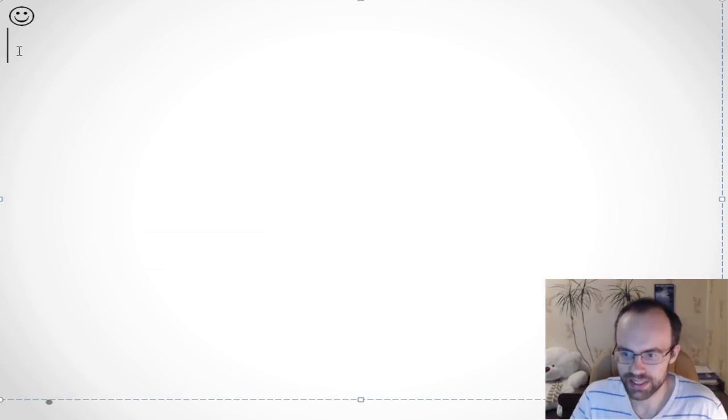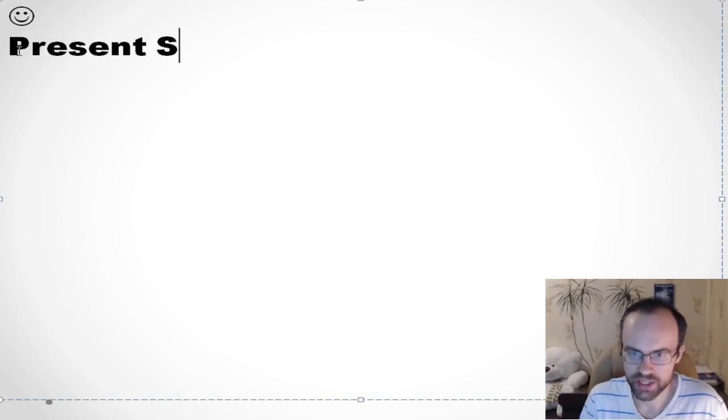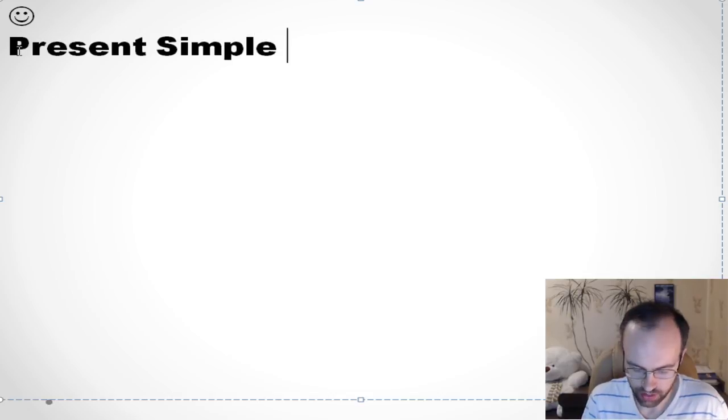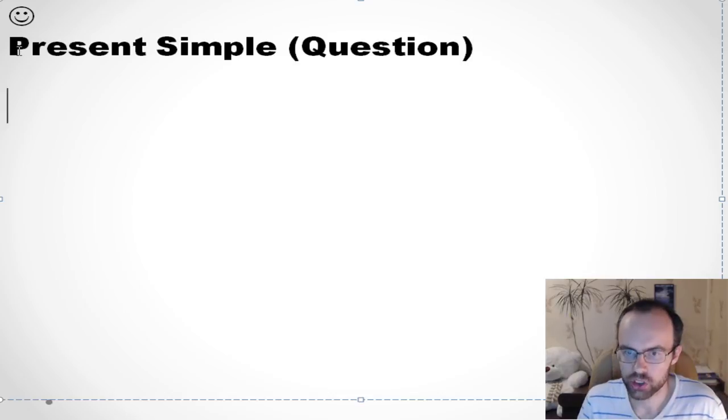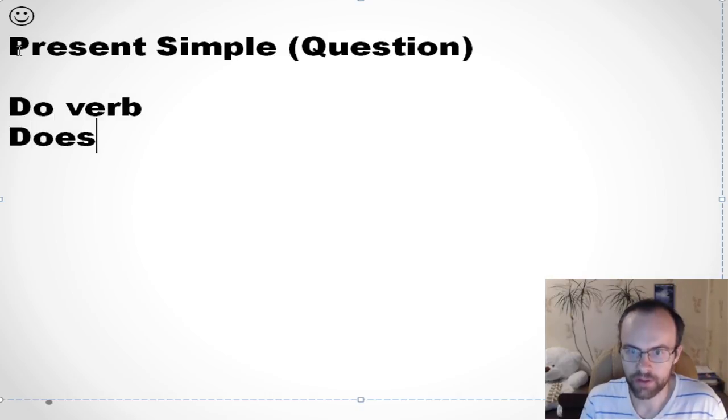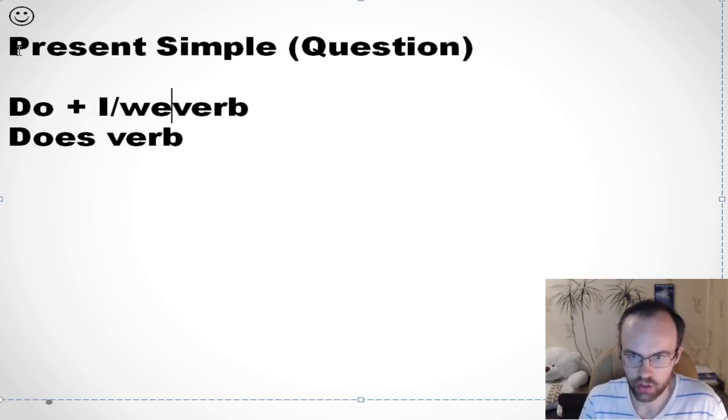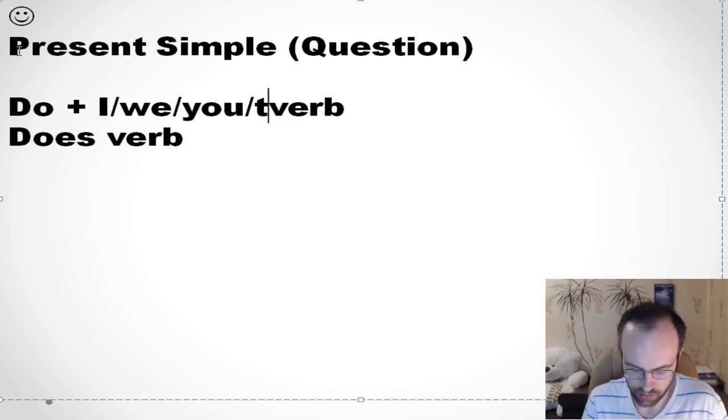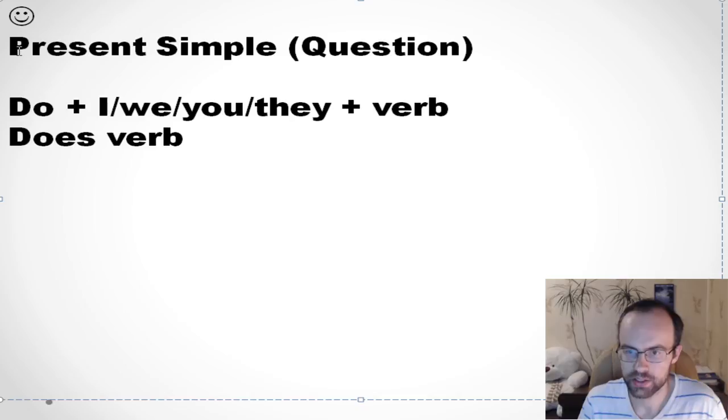Okay, let's talk about present simple question. How do we ask questions in present simple? Okay, if you have a verb, we can put do or does. When do we have do? We put do with I, we, you, they, plus verb.